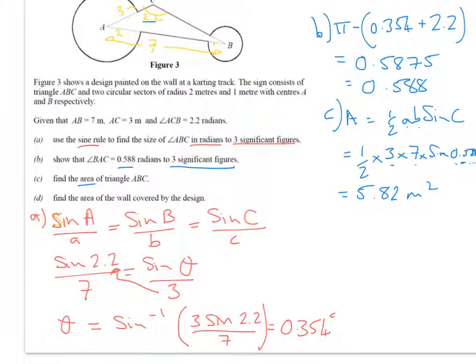You could have used any two sides with the included angle here. I chose to use this one because we are given 0.588 here, and it's safer to use angles and measurements given rather than our previous answers, which we could have made a mistake in.